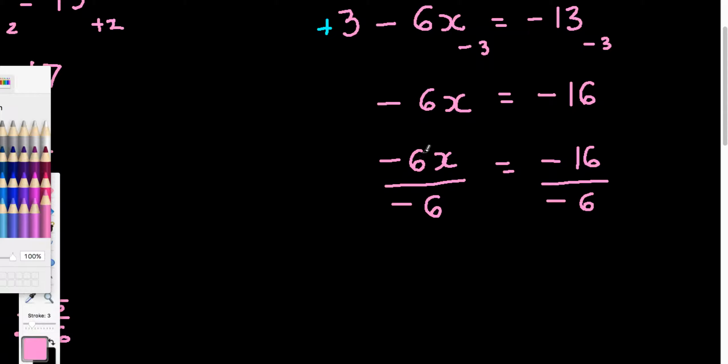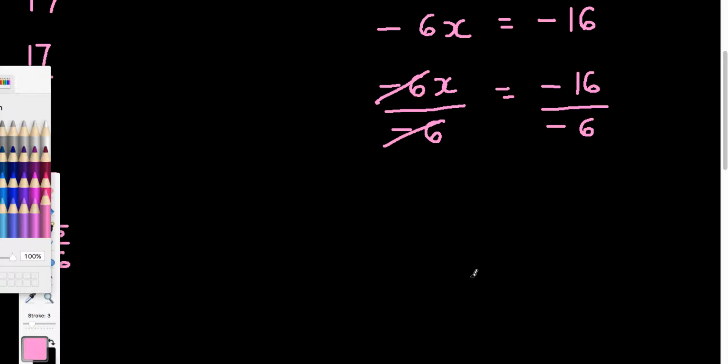Okay, it is going to cancel out from here, both negatives as well, since a negative divided by a negative gives me a positive. Leaves me with just x. Now on this side, I've got negative and a negative, of course, will give me a positive. So that gives me 16 over 6. However, that can be simplified because we've got a common factor of 2. 2 goes into 16 8 times, since 8 2s are 16, and 3 2s are 6. So this is the same as 8 over 3.